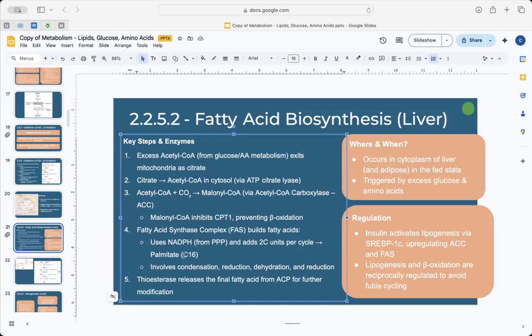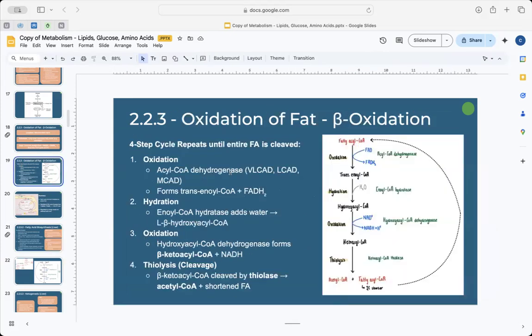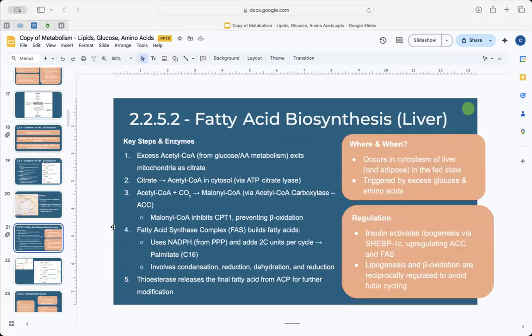And that's basically the reverse operation of what we've already talked about here. So it's the same sort of steps in reverse. There are some differences, but in terms of memorizing things and learning things for this year, you can save yourself some time with that because it's basically the same thing, just in reverse. Cool. And then thioesterase releases the final fatty acid for further modification.